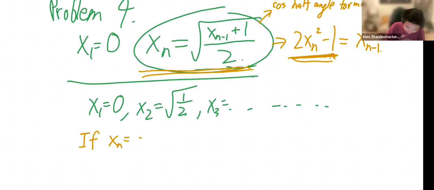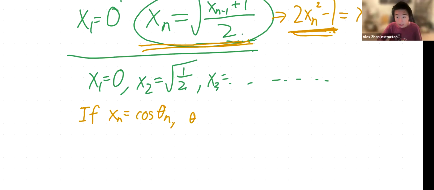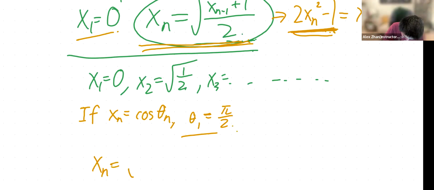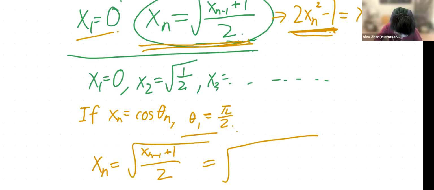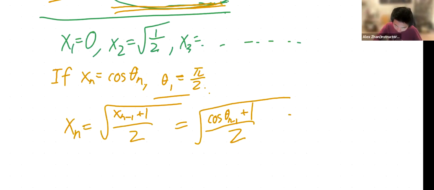cosine of theta n. Clearly we have x1 is cosine of theta 1, and theta 1 is equal to pi over 2 because of the initial condition x1 equals 0. Like x1 is cosine of pi over 2. And then we notice that xn is root of (xn minus 1 plus 1) over 2, that is in fact cosine of theta n minus 1 plus 1, over 2. And this is going to be equal to cosine of theta n minus 1 over 2.